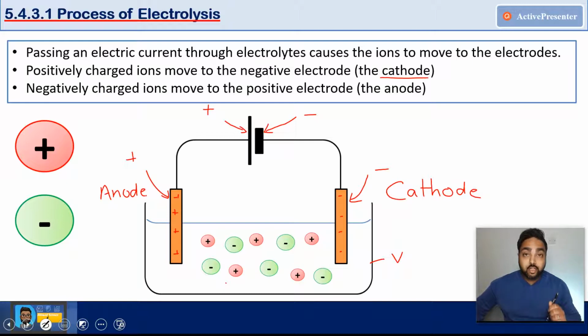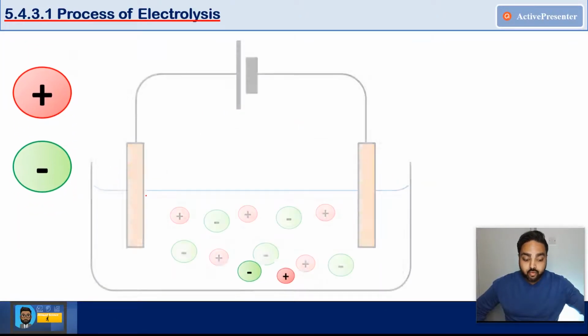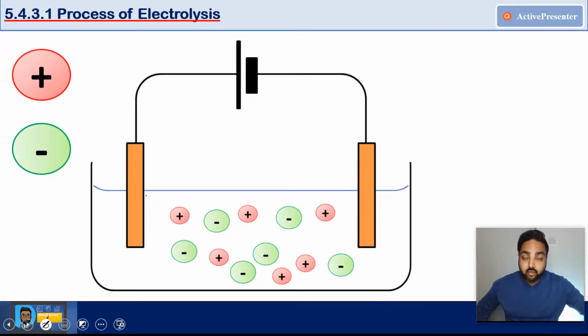So the negative electrode is called the cathode and the positive electrode is called the anode. The cathode has an excess number of electrons on it, and the anode doesn't. Okay. Now, how does this work? Well, basically, once you've put your electrodes into your electrolyte solution, you've got a situation where the ions are going to move. So where are they going to move?